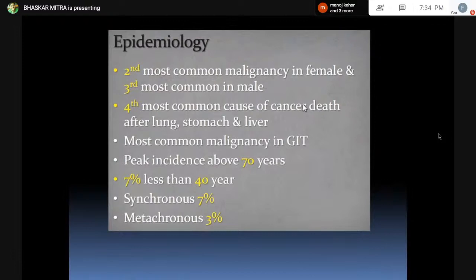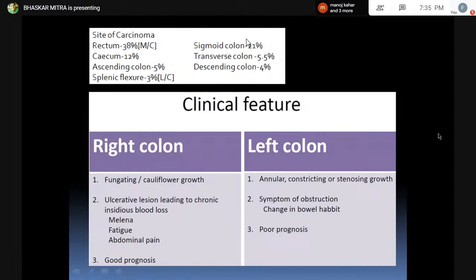Starting with some basic topics, this is one of the most common malignancies, the third most common in female and male patients. Obviously, it is the most common malignancy in the GI tract. It may be synchronous or metachronous in occurrence, with peak incidence in the elder age groups. Among the sites of involvement, rectum is the most common site, followed by sigmoid colon, then the cecum, then the other areas of the colon. Splenic flexure involvement is less common.